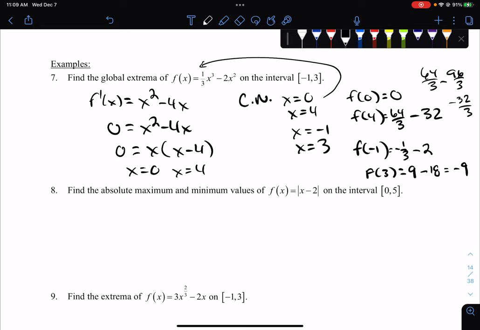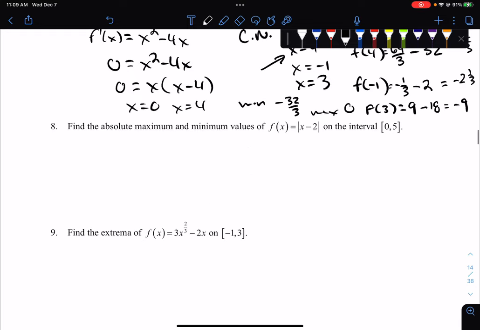So -32 thirds, which is like negative a little bit more than -10, which is smaller than 0. -1/3 minus 2 is just -2 1/3. And then I've got -9. So f of 4, this is going to be where my maximum happens, or my minimum, sorry. That's going to be my minimum. So I'm going to have a minimum of -32 thirds, and I'm going to have a maximum. My biggest value is just 0. Everything else was negatives, right?